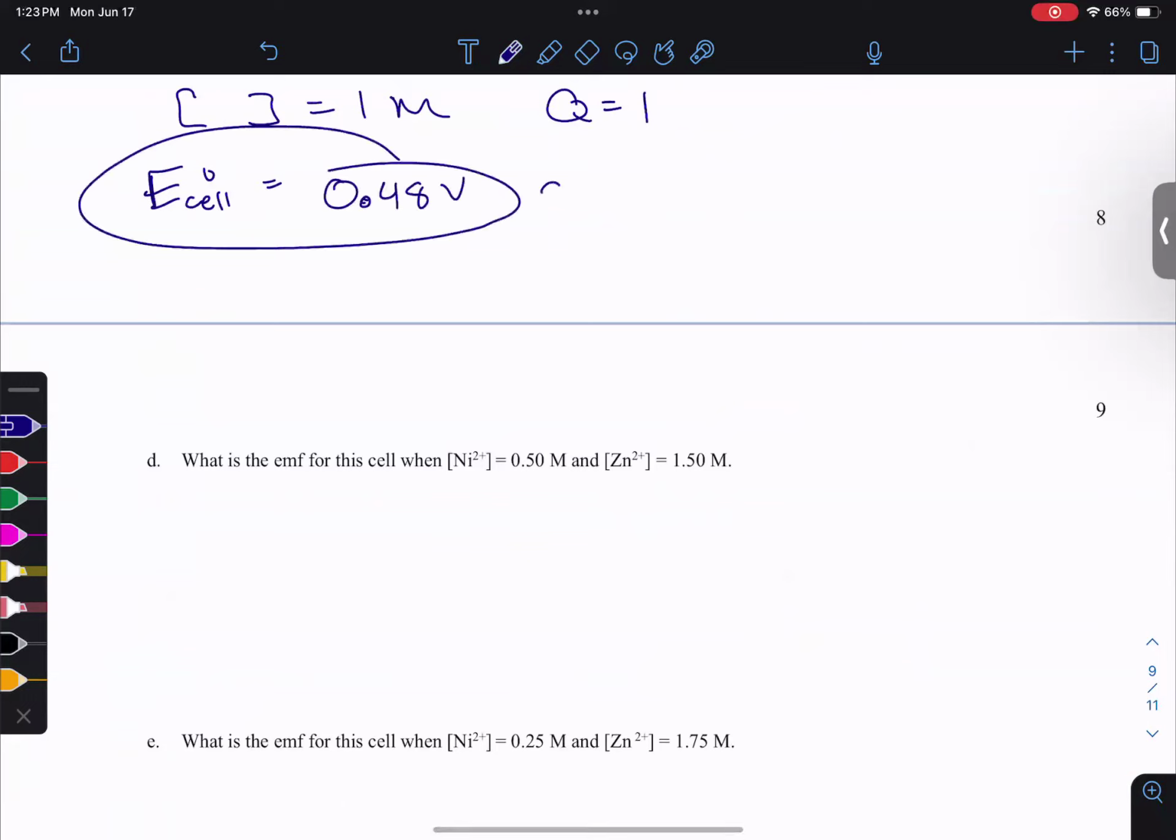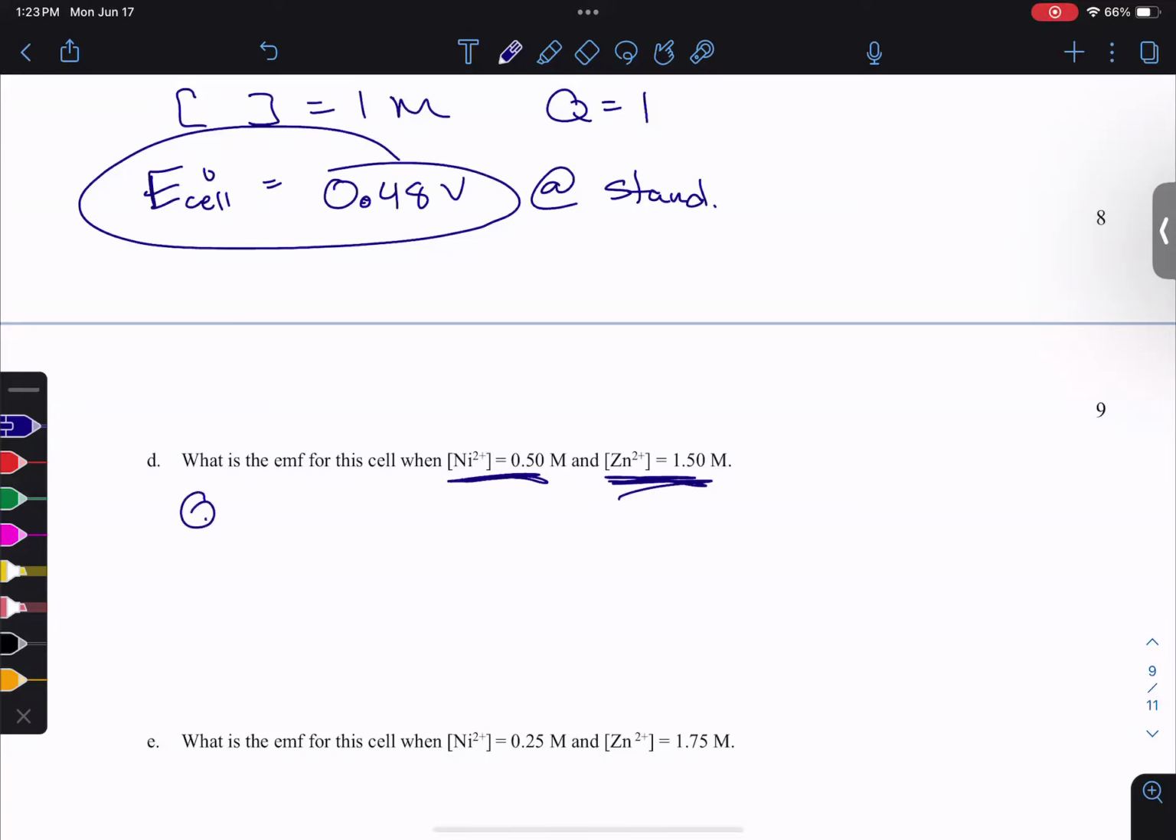That's what we would measure at standard conditions. But let's say we run this battery for a really long time and the concentrations are no longer Q equals 1. Let's say they're this: zinc 2 plus is 1.5 molarity and nickel 2 plus is 0.5 molarity. Let's calculate what voltage we would measure here.